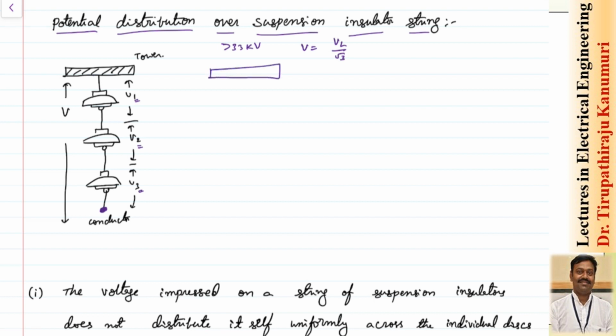Here there is a conductor, here there is another conductor, and between them some insulator is there, that forms a capacitance. Let us assume the capacitance of each disc, because capacitance is independent of the voltage that is applied, is represented by C. This capacitance is called mutual capacitance, or it is also called self capacitance.